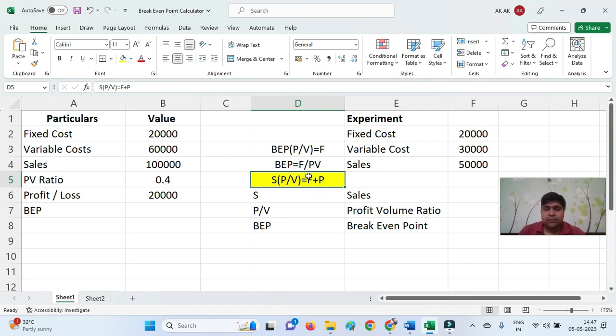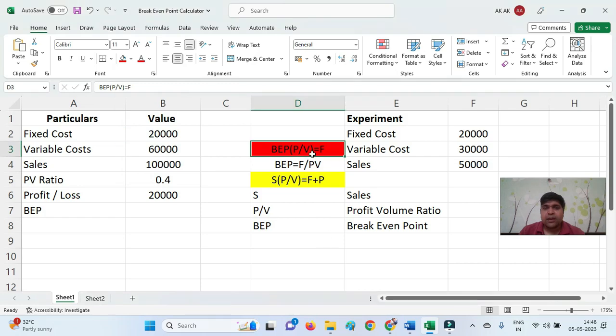So if there is no profit, how will this formula look? Profit may be zero also, and then also you can calculate sales. So S multiplied by PV is equal to F, where there is no profit, no loss, and that is what the break-even point is. So I can rewrite this formula in this way.